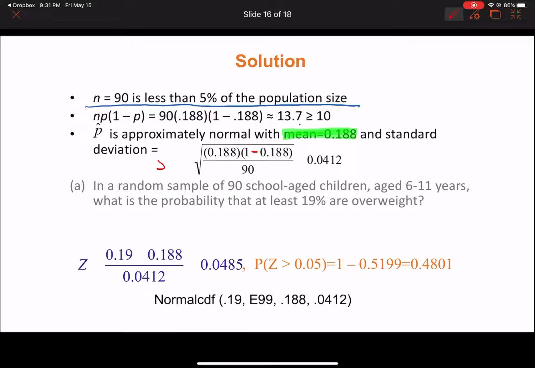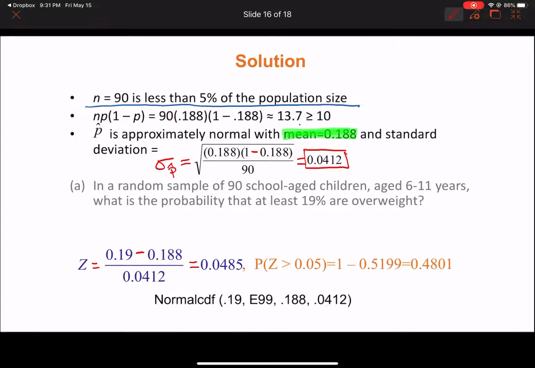Take a look at the standard deviation. We did the square root of 0.188 times (1 minus 0.188) over 90 to calculate our standard deviation. So our standard deviation right here is 0.0412. In order to determine the probability that at least 19% are overweight, we can use our z-table.